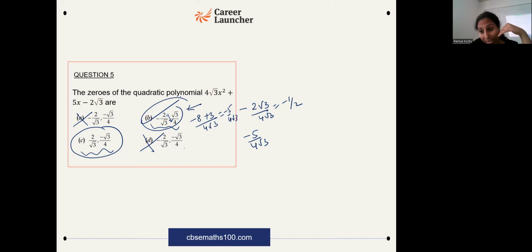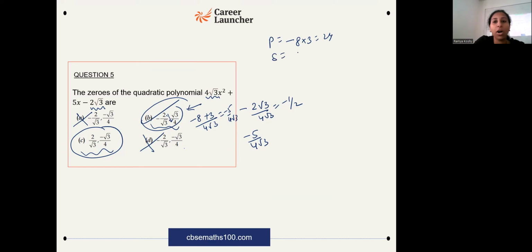So those of you following that method, who are not very good at splitting the middle term and want to check with sum of zeros or product of zeros, use this method, no problem. If you are splitting the middle term, what should you do? You have to find two numbers whose product is 4 root 3 into minus 2 root 3, which is minus 8 into 3, minus 24.